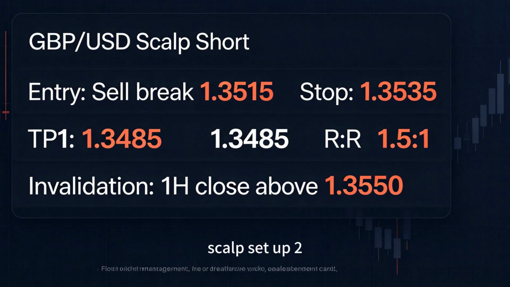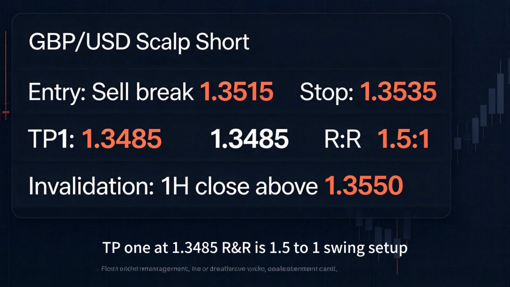Excellent scalp. Scalp Setup 2, bearish breakdown, pound sterling to US dollar. Sell on a clean breakdown below 1.3515. Target 1.3485. Stop at 1.3535. Entry. Sell break below 1.3515. Stop at 1.3535, TP1 at 1.3485. R and R is 1.5 to 1.